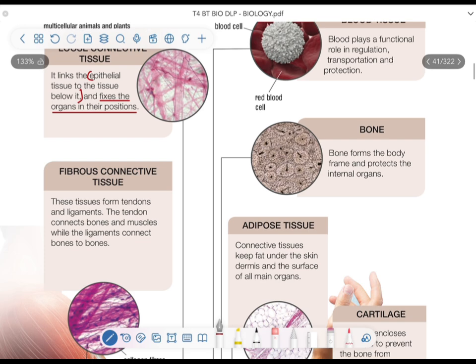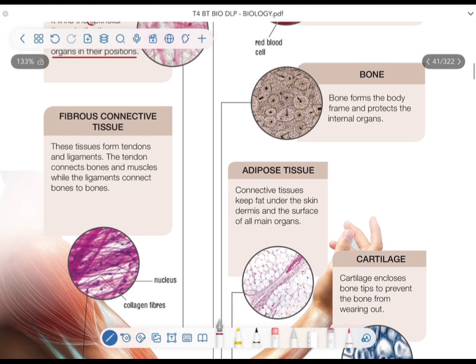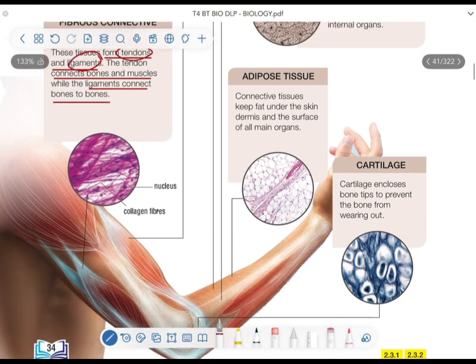And then the second one is fibrous connective tissue. These are the tissues that form the tendons and ligaments. For your information, tendons and ligaments are important terms that you need to know. Tendons connect the bones and muscles together. Meanwhile, ligaments connect the bones to the bones. It is very important for the attachment of muscles and bones for movement, or else your body cannot move.